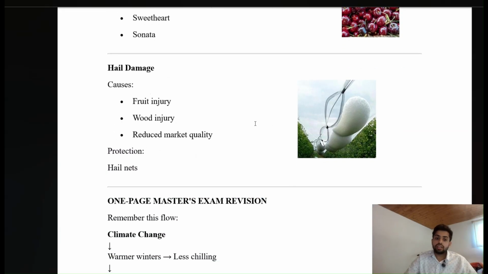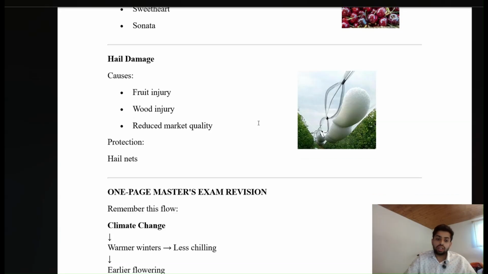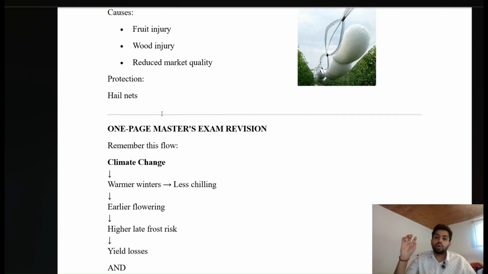Hail damage depends on the area. In Europe there is more snow in the winter season, so it can cause fruit injury, wood injury, and reduced market quality. For protection, we can apply hail nets. Hail means snowballs coming down like rainfall.